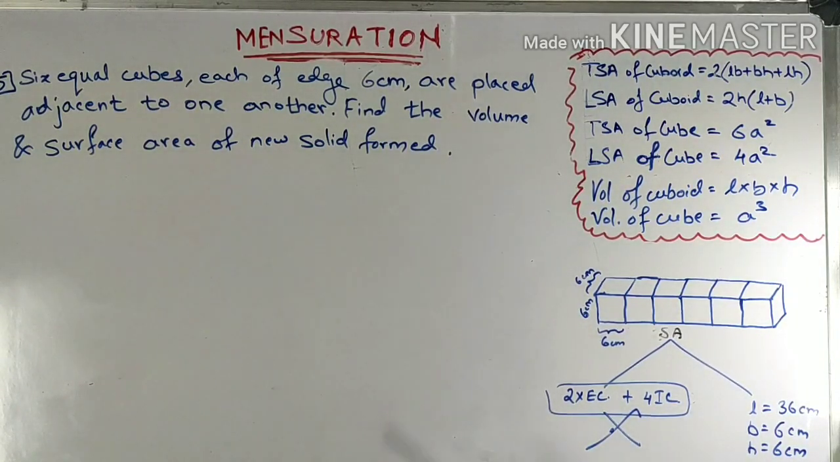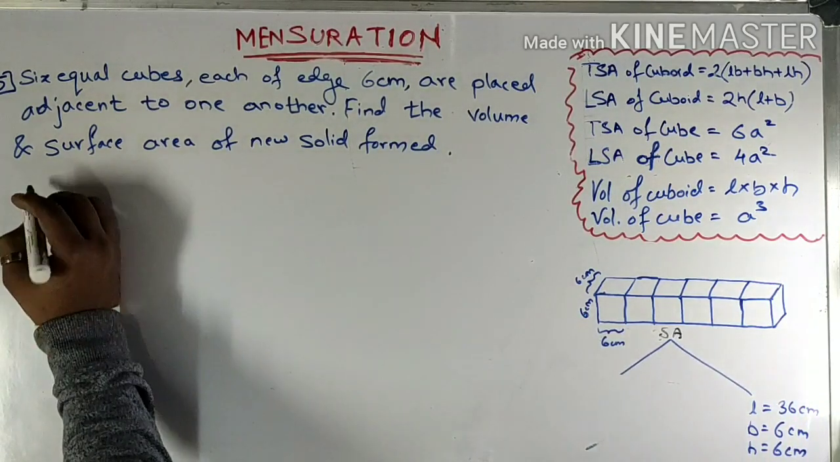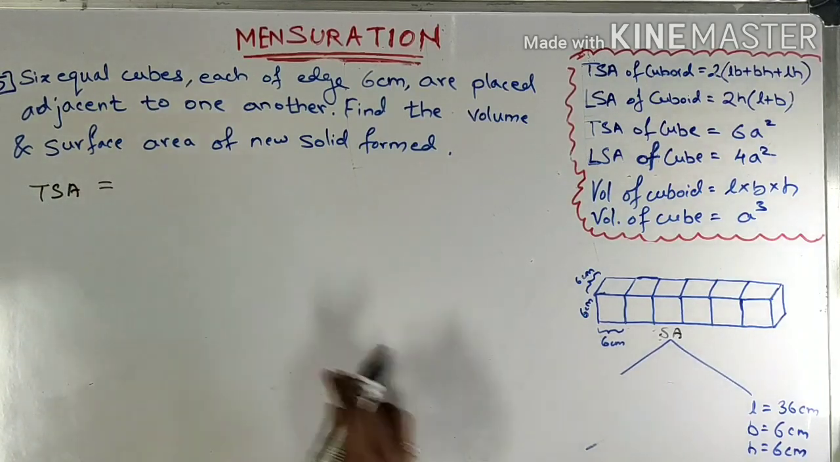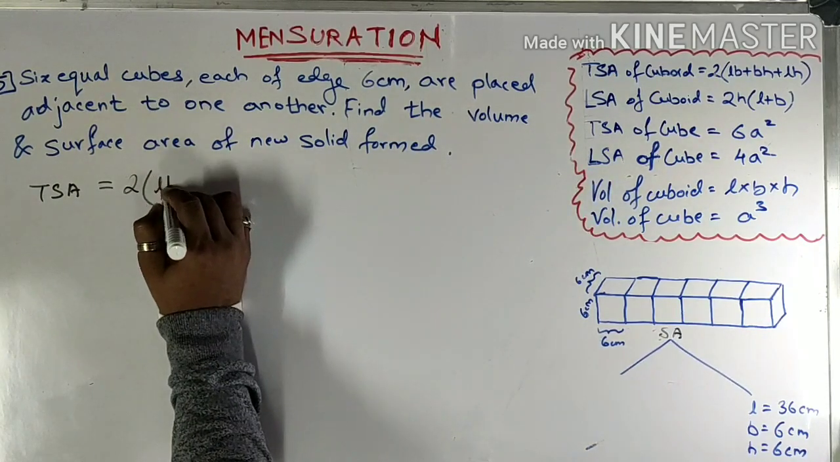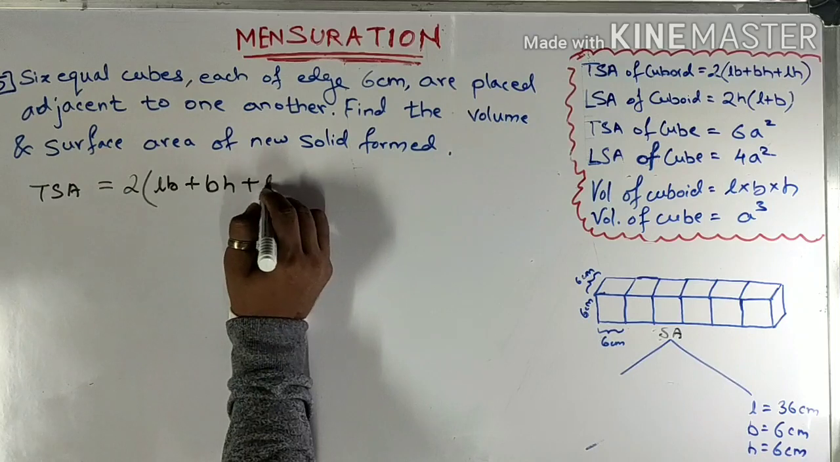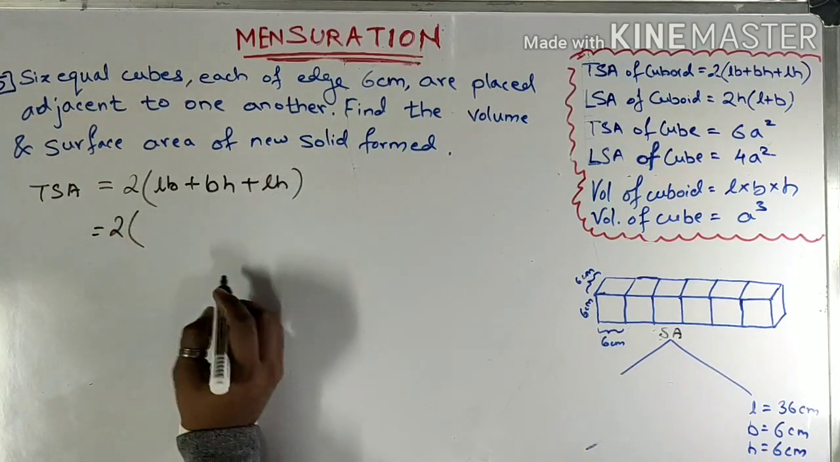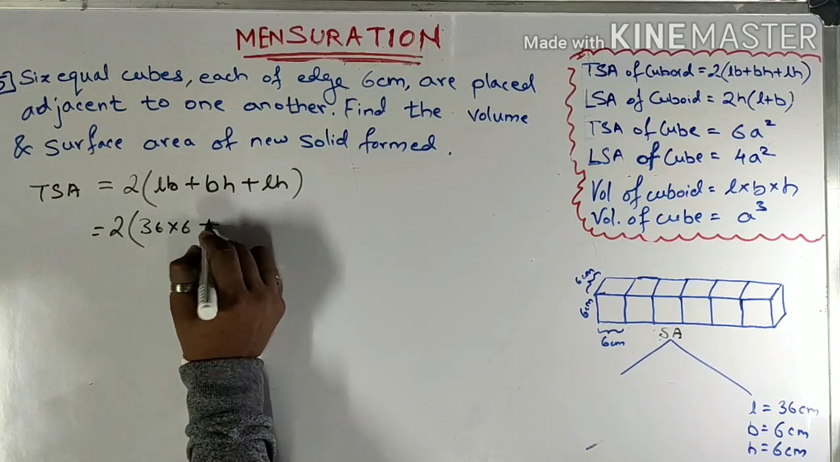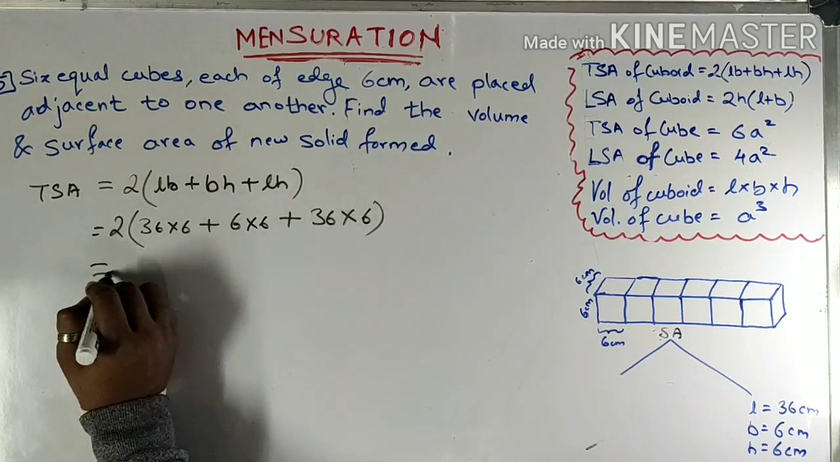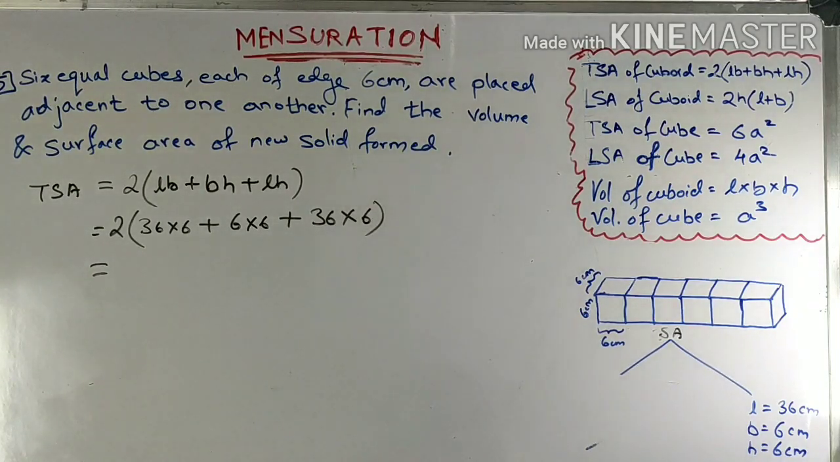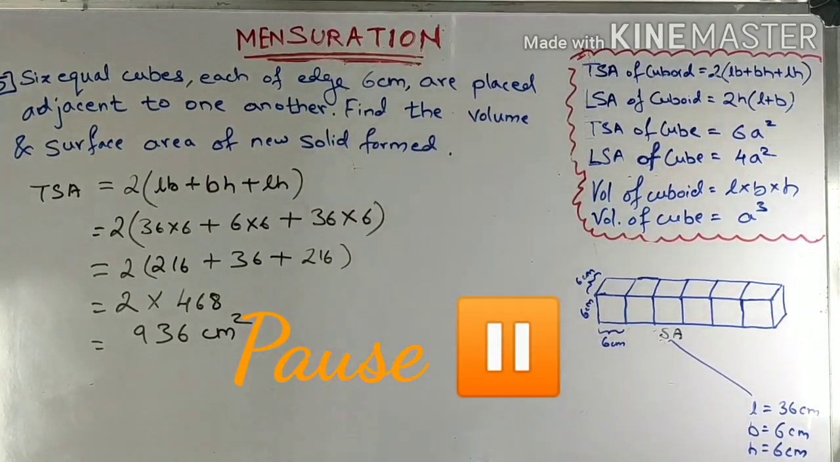So the surface area formula for this is a cuboid. As we know, the length has become 36 centimeters. The formula is 2 into LB plus BH plus LH. Substituting 2 into 36 into 6 plus 6 into 6 plus 36 into 6. I would like you all to pause the video and calculate the total surface area of this. Kindly cross check the solution.